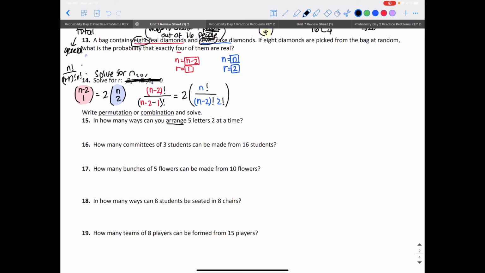Because I see the word arrange, order is important, order matters, so this is a permutation. And I know that my n is 5, because that's how many I have to choose from, and I'm choosing 2, so r is 2, so I'm going to do 5P2, which is going to be 5 factorial over 5 minus 2 factorial, which is 3 factorial. That's going to be 5 times 4 times 3 factorial, cancels out the 3 factorial on the top and the bottom, and I'm left with 20.